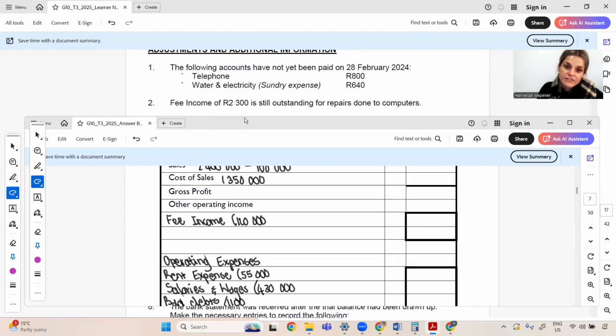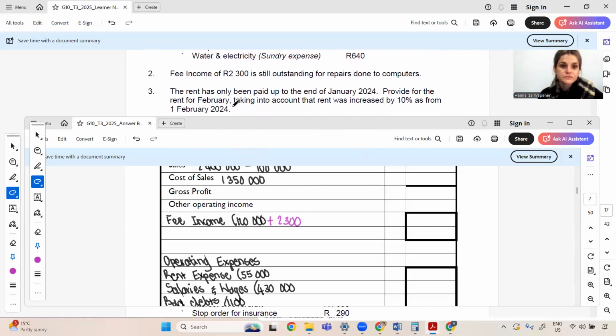However, because you haven't yet recorded this 2,300 Rand, you must now add the 2,300 Rand to the fee income because you have already made the repairs or done the repairs. So you're debiting your accrued income, crediting your fee income, adding on.